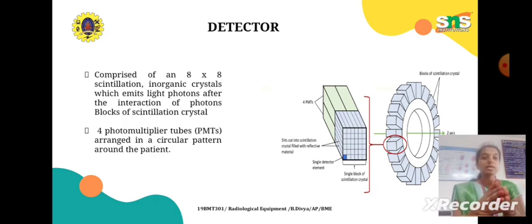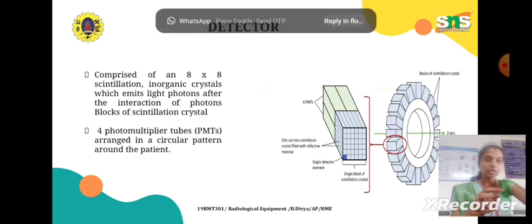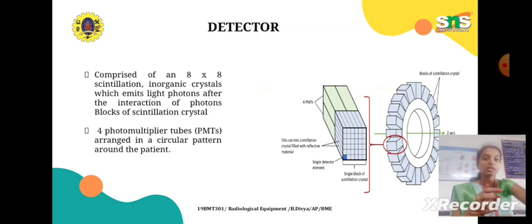Blocks of scintillation crystals with four photomultiplier tubes are arranged in a circular pattern around the patient. You can see the blocks of scintillation crystals over in this wheel. This one is called one block. This complete pack, as you can see in the diagram, will be placed in the circular detector ring. The patient will be along the Z axis.